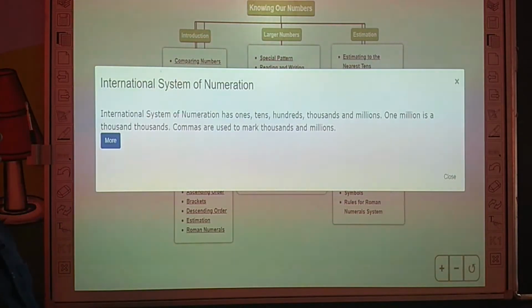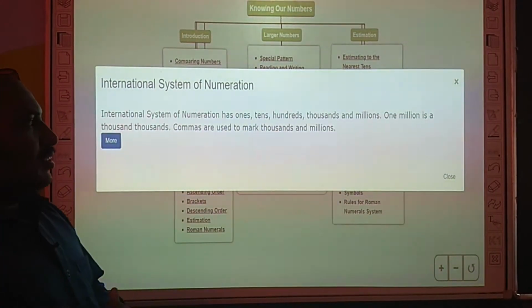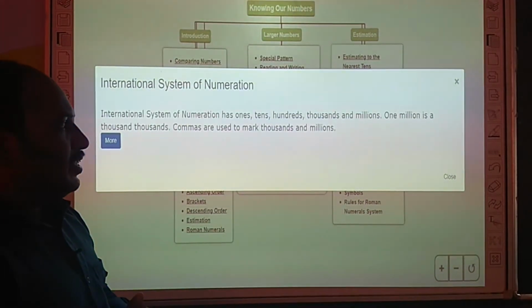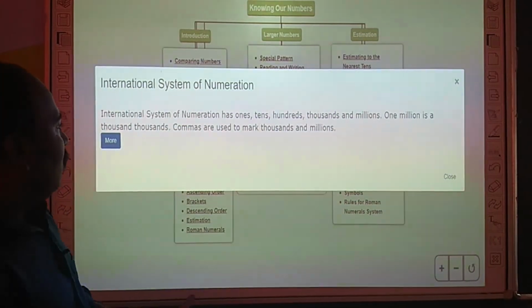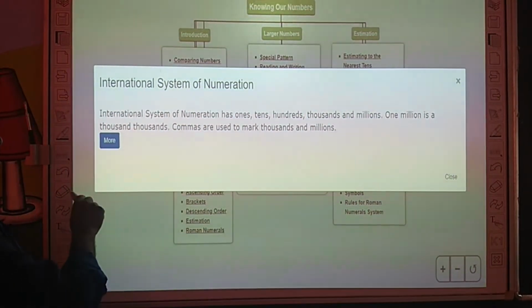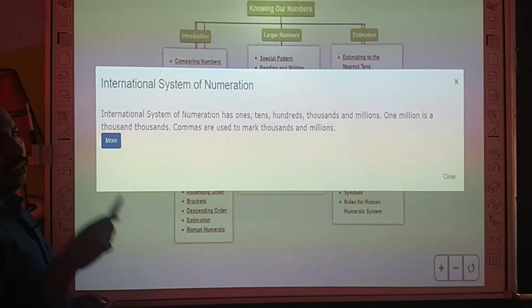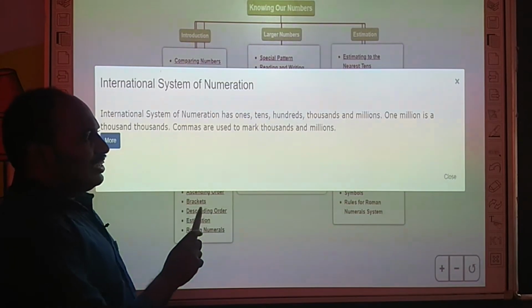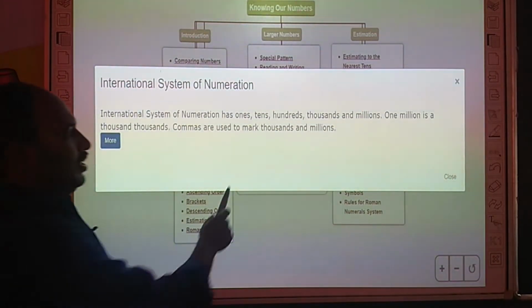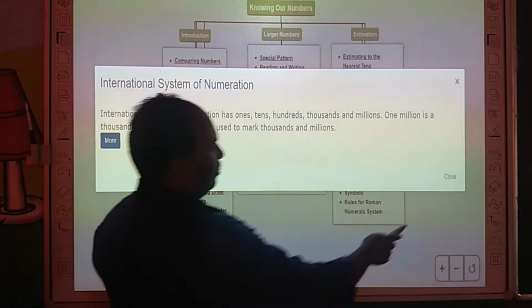International numeration system. The international system of numeration is ones, hundreds, thousands and millions. 1 million is a thousand thousands. Commas are used to mark thousands and millions.